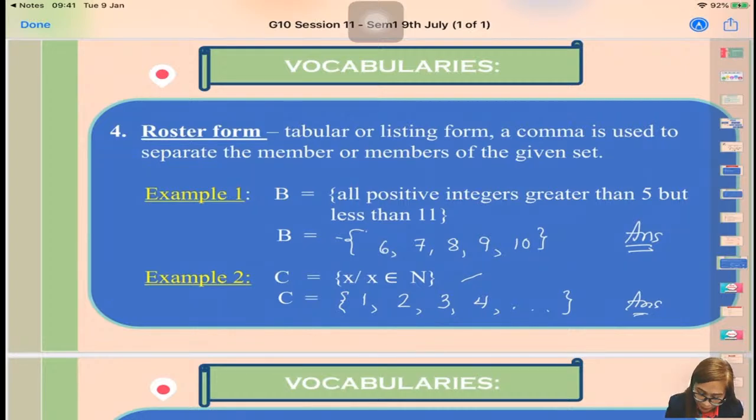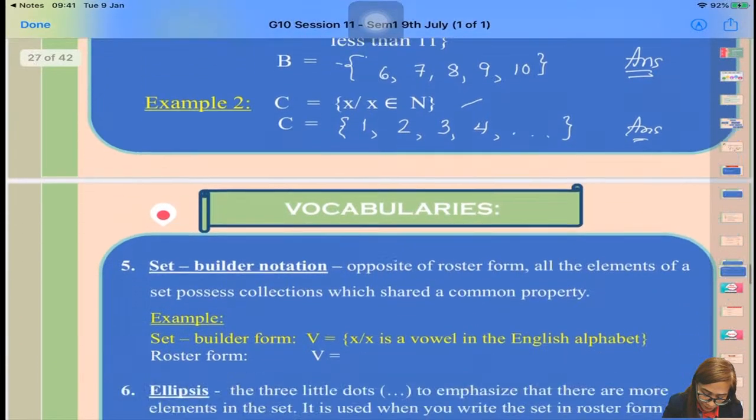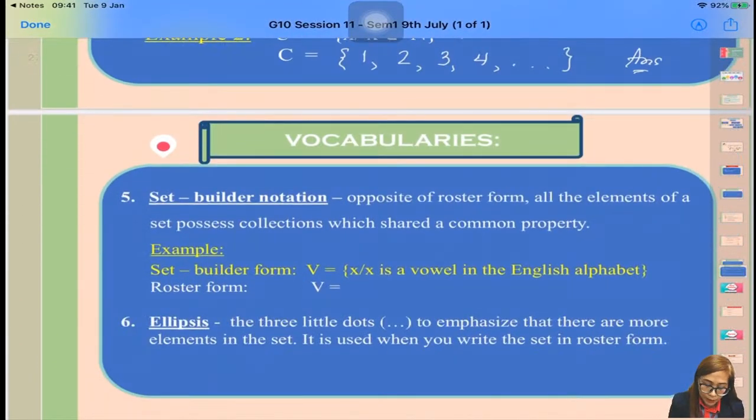Okay. Next is set builder notation. So it is the opposite of roster form. We do not use a comma for this. So for example, V is the set of all x such that x is a vowel in the English alphabet. So what are the vowels in the English alphabet? So you have to write your answer inside this brace. So what are the vowels in the English alphabet? So we have A, comma, E, I, O, U.